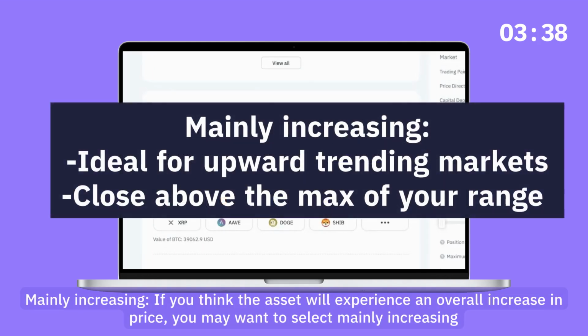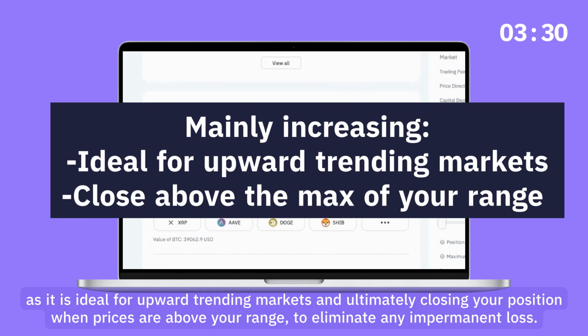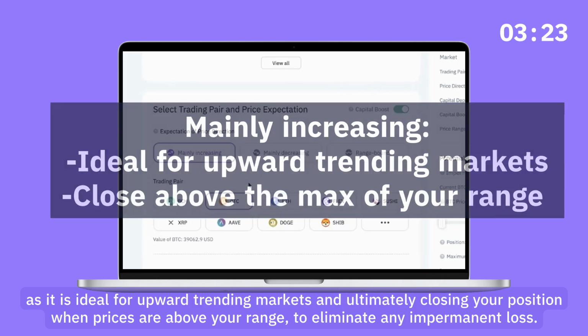Mainly increasing. If you think the asset will experience an overall increase in price, you may want to select mainly increasing as it is ideal for upward trending markets and ultimately closing your position when prices are above your range to eliminate any impermanent loss.